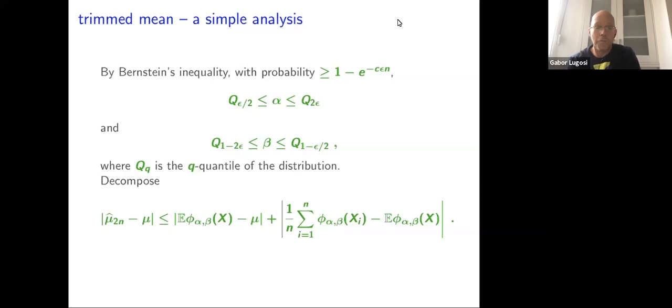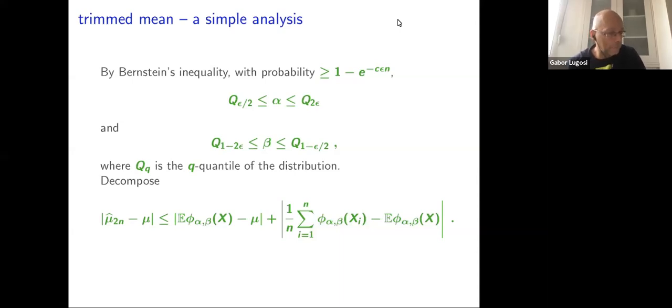And now we decompose the difference, right? Between the estimator and the true value. So we take the expectation of this truncation function, right? Well, this expectation is with respect to the x, right? So alpha and beta, remember, they are random variables depending on the y. So this is a random variable here, but anyways, this is the conditional expectation minus mu, and here this is just the empirical average minus the expectation. Okay, so you can see that the second part, the estimation error, this is just a simple empirical average, and we can deal with it just using Bernstein's inequality.